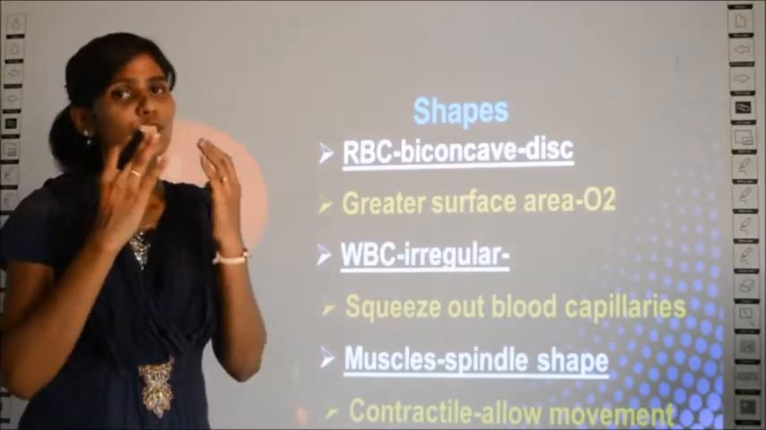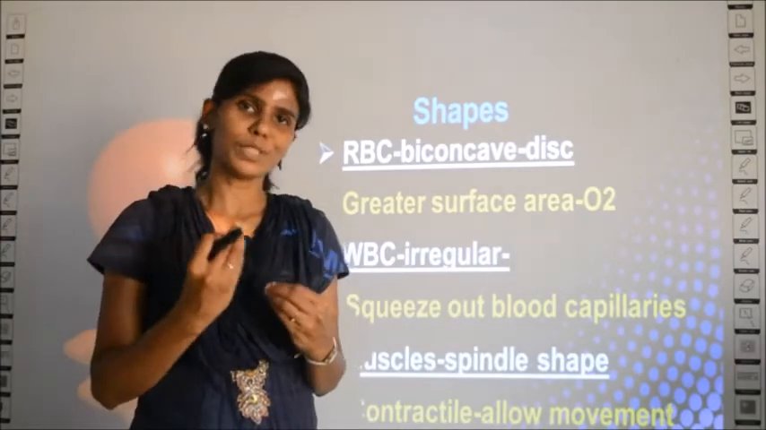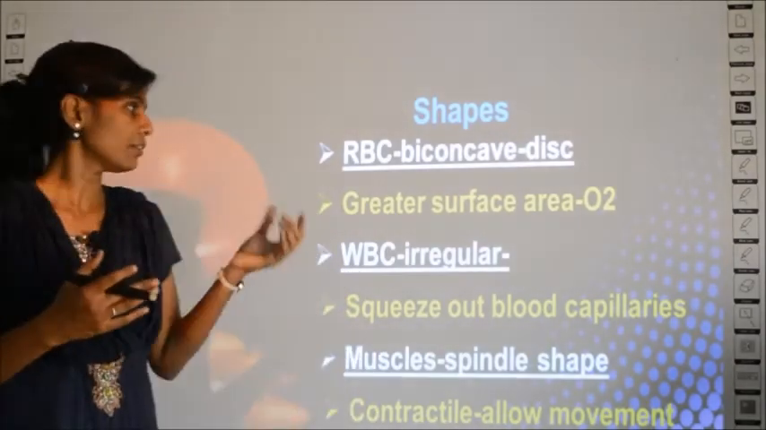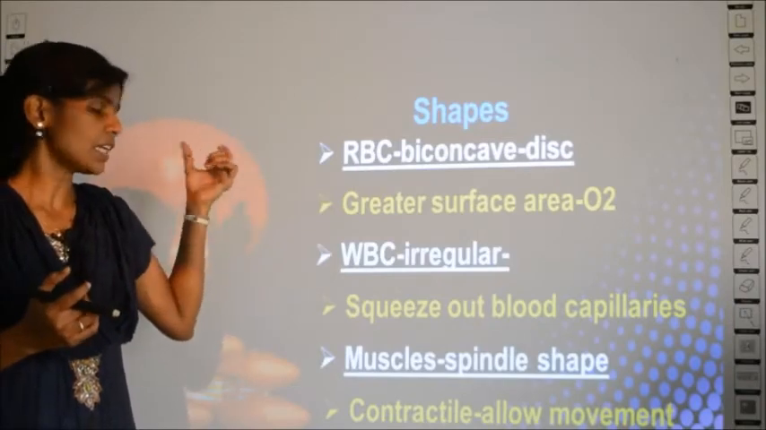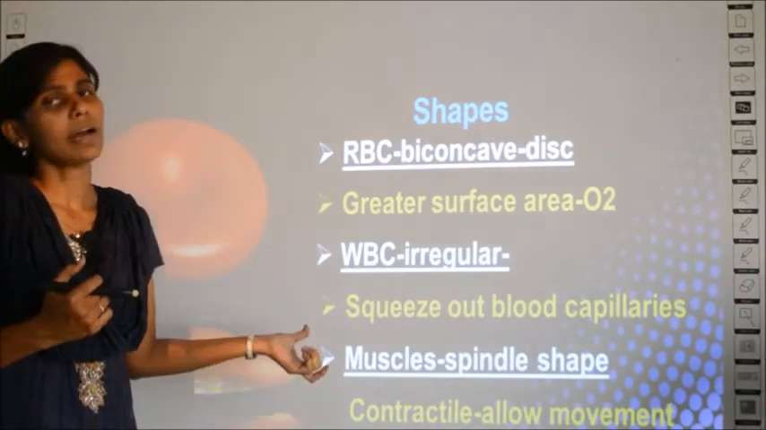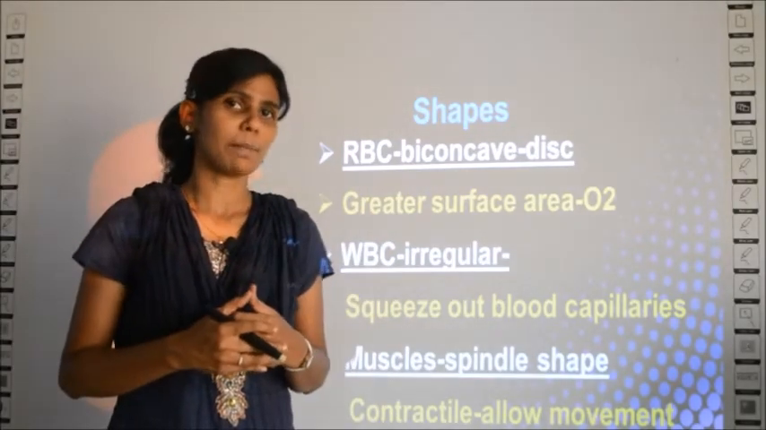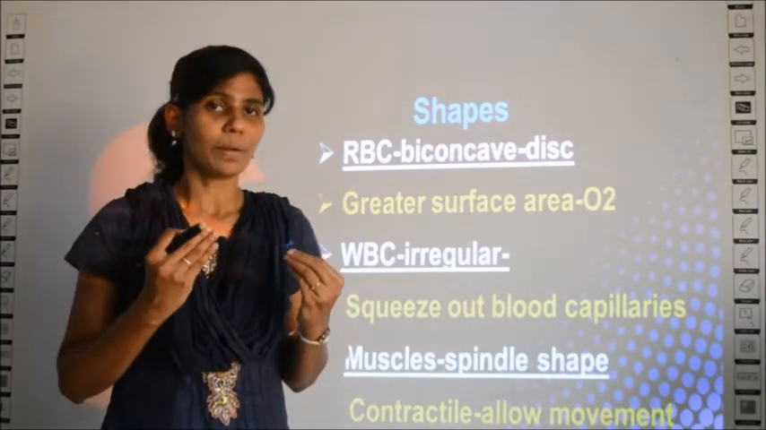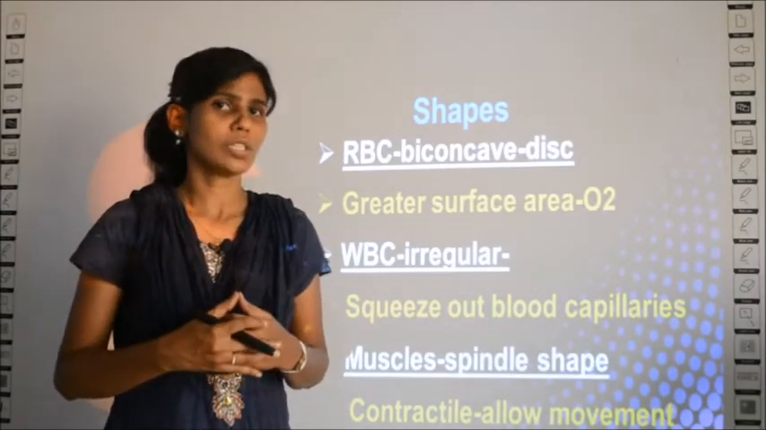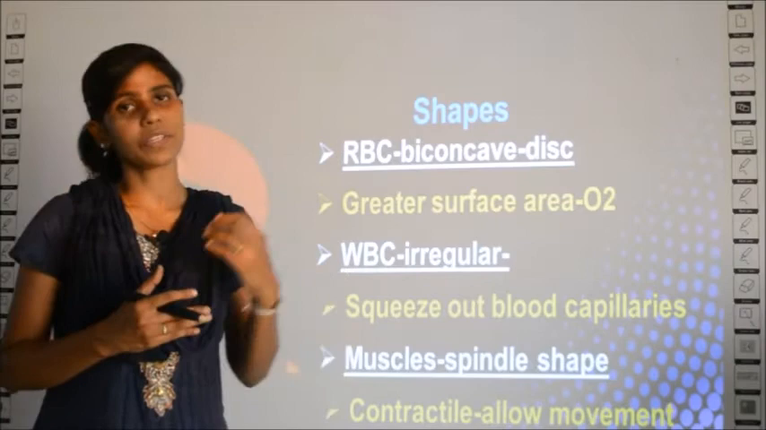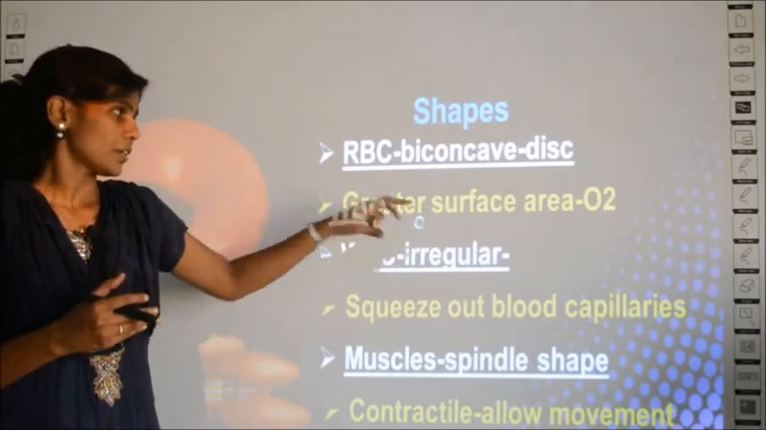So special shape of the cells have special functions. Clear? We have studied about RBC, WBC and muscle cells. On the previous slide also we have studied two examples. So the difference in shape gives special functions to your body. That is what is meant in this context of your book.